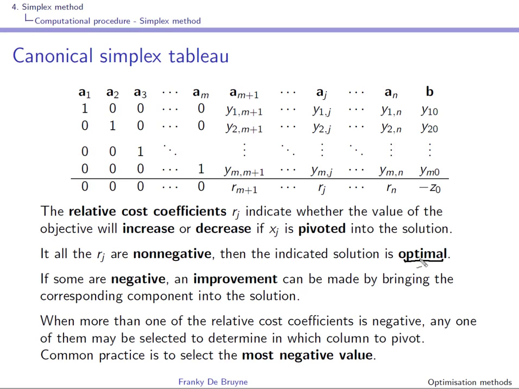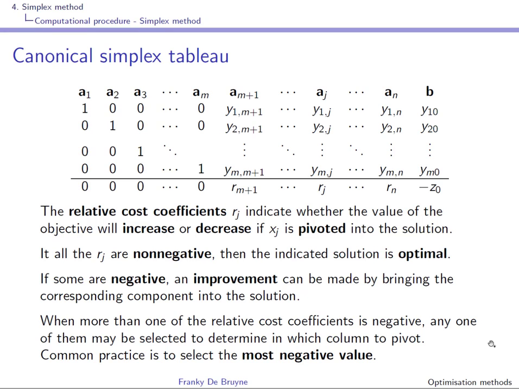So you have the optimal solution that you can read from the simplex tableau. x1 is y10, x2 is y20, and so on. Well, if some of the relative cost coefficients are negative, it means that if you bring the corresponding variable in the base, the cost can be decreased, and this brings an improvement.